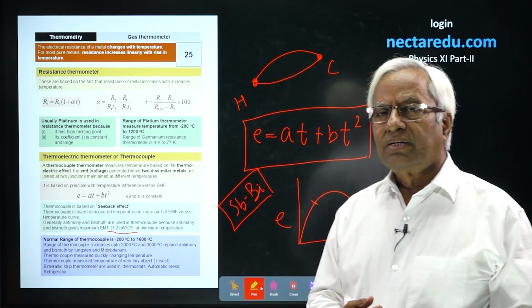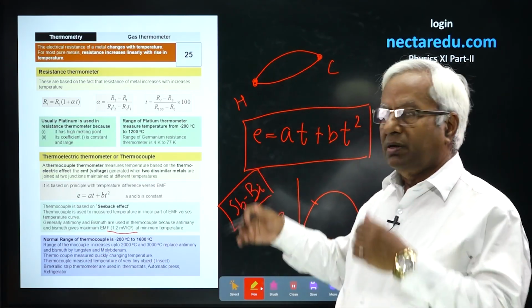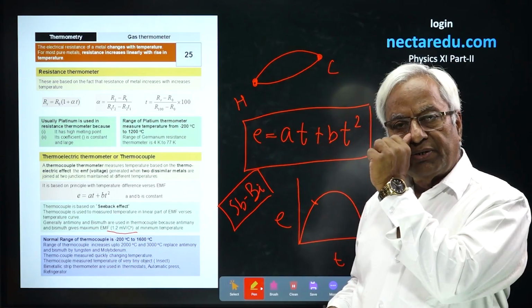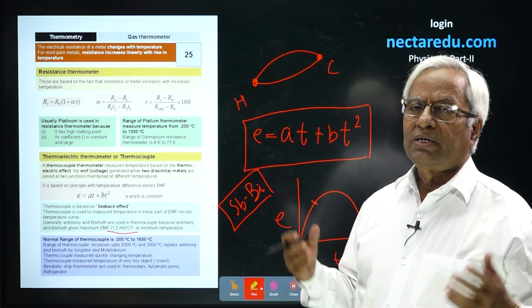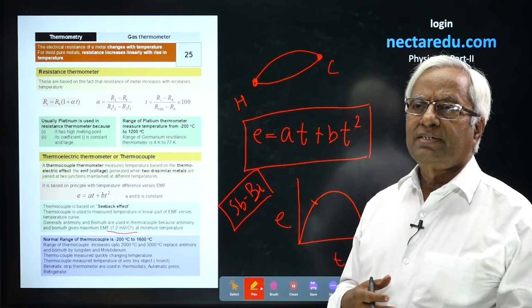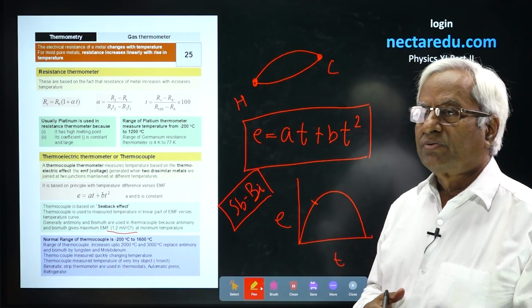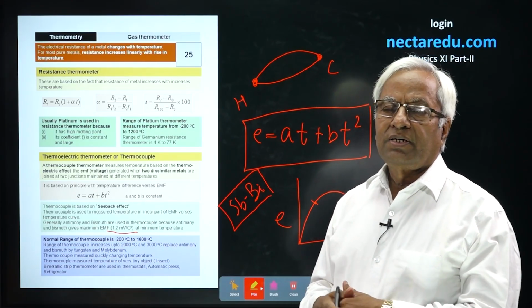The most advantageous thing about this thermocouple thermometer is that it is capable of measuring temperatures that are of a rapidly changing nature, like those of insects. For insects, it's a wonderful thermometer.